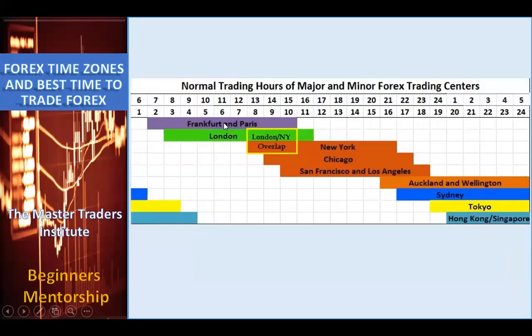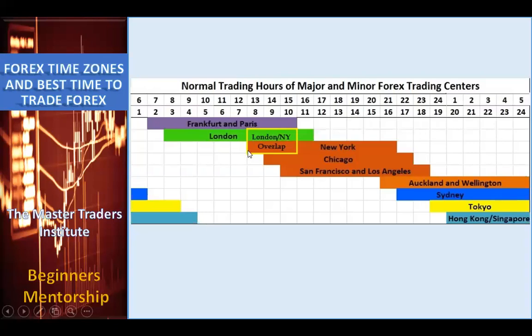The Frankfurt and Paris, the London and New York markets open about, the London market opens about 8 a.m. in the morning. And this is one of the major times you can trade Forex and actually enjoy. Then the other time there is what we call the London-New York overlap. What do I mean by the overlap?